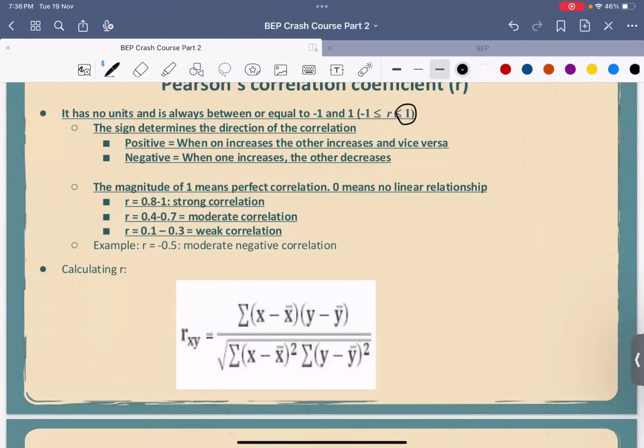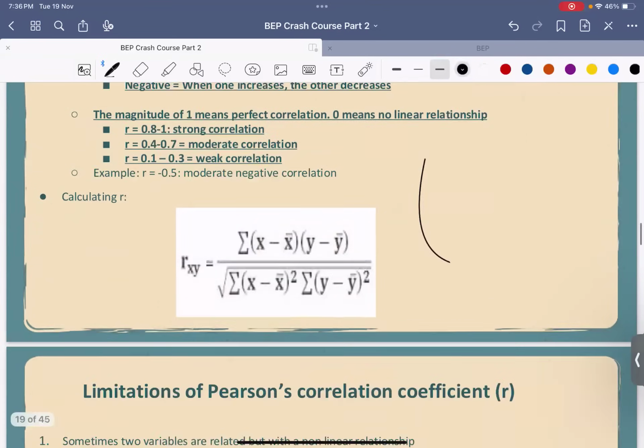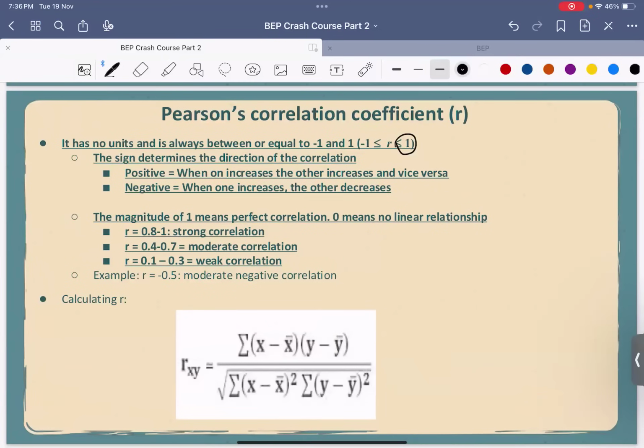So the sign determines the direction, whether it's negative or positive. The magnitude of the number determines how strong the relationship is. So a magnitude of 1, whether positive or negative, means perfect correlation. It means when this one increases by 1 unit, that one increases by 5 units. This one increases by 2 units, that one increases by 10 units, okay? So it's perfect correlation. And 0 means absolutely no relationship, okay? Totally off. So it will look something like this on the scatter plot. No relation whatsoever, okay? And this applies for both the negative and the positive sides, by the way.